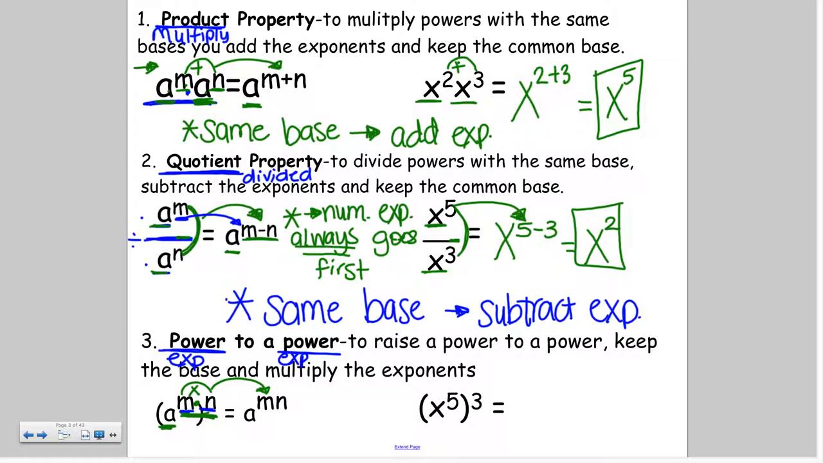Now let's try this one. We have x as our base, so we're going to keep that. And we have 5 and 3, so we're going to multiply those two. So 5 times 3. Now if we multiply that out, we get x to the 15th. And that's our answer for that one. Okay? All right.